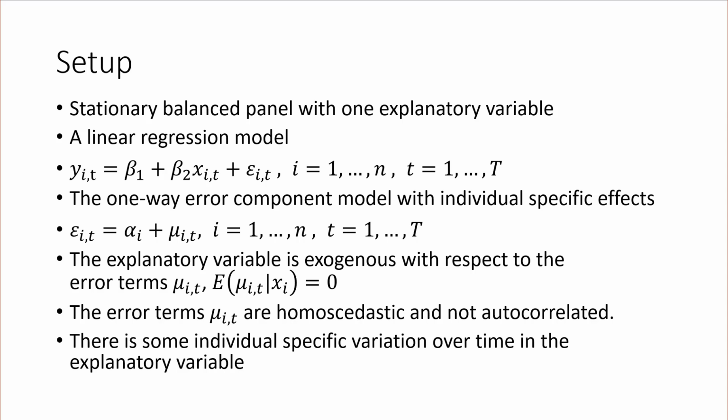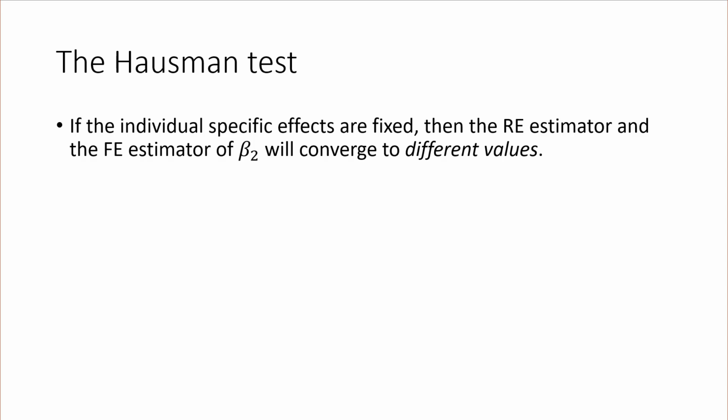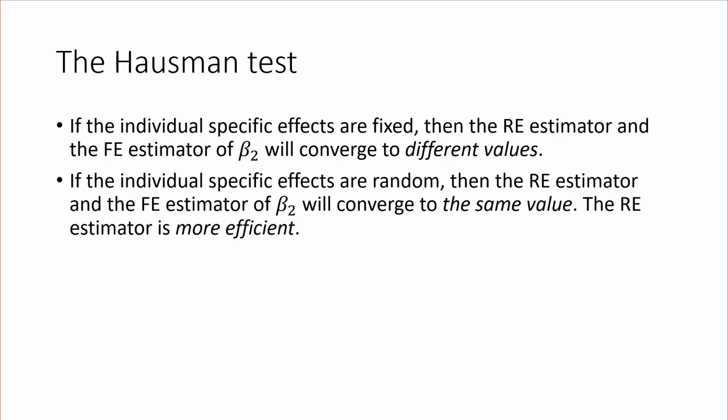So we already know the following. We know that if the individual specific effects are fixed, then only the fixed effect estimator will be consistent. That means that the random effects estimator will converge to a value that is not equal to beta 2. So in this case, they will converge to different values. If the individual specific effect is random, then both estimators will be consistent and they will converge to the same value. In this case, the random effects estimator is more efficient.